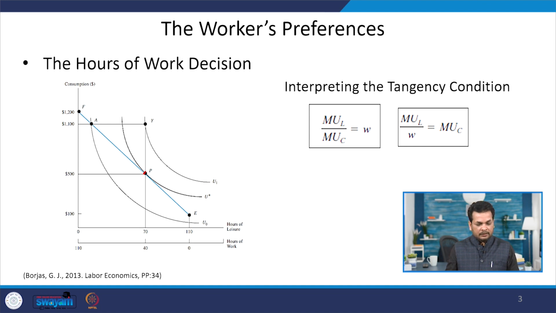At point P, the worker chooses $500 of consumption and 40 hours of work in the labor market. As compared to point Y, which is not attainable, at point P the worker is at a higher utility, and point P is the best solution for him.